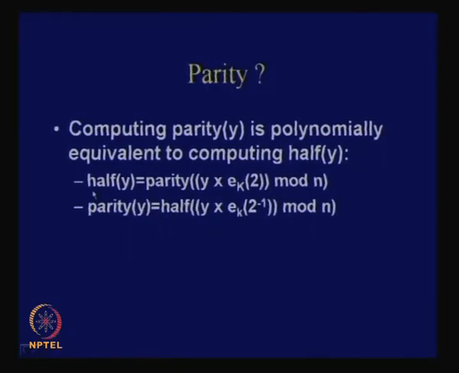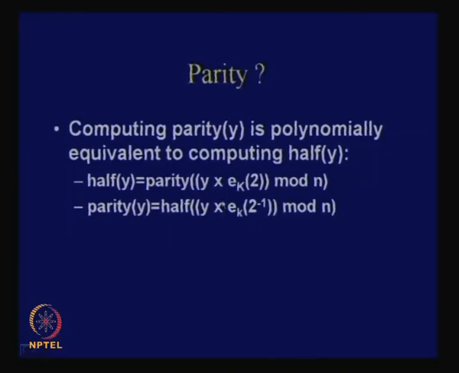So, these two things give you the reduction in both ways, right. Therefore, you say that the parity of y is polynomially equivalent to computing the half y function, okay. So, can you say why this will work? If you know the value of parity y into e_k2, then that is equal to half of y mod n. Why? What we have to do is find out when parity of y into e_k2 mod n gives me a 0 and when it gives me a 1.